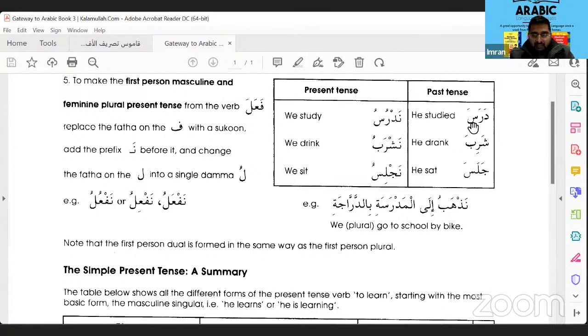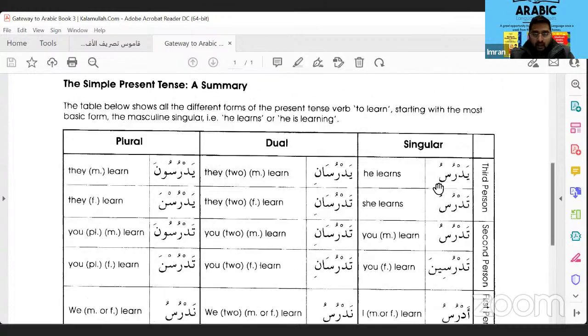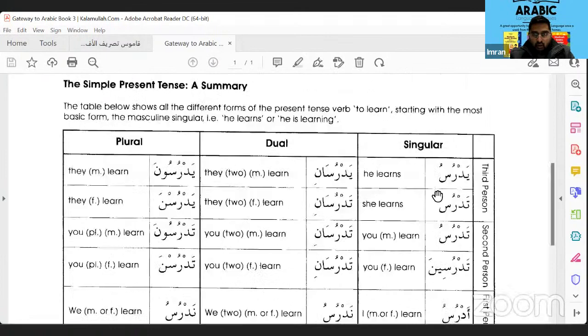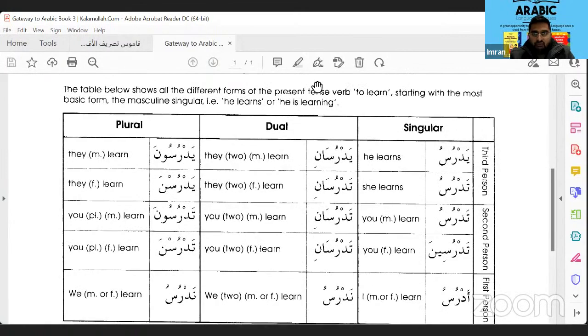So darasa is the past tense. Now, when we want to make it into present tense, we do a few things. What do we do? First of all, we add a ya in the beginning. And after adding the ya, in the past tense, the dal had a fatha. We change the fatha on the dal to a sukoon.